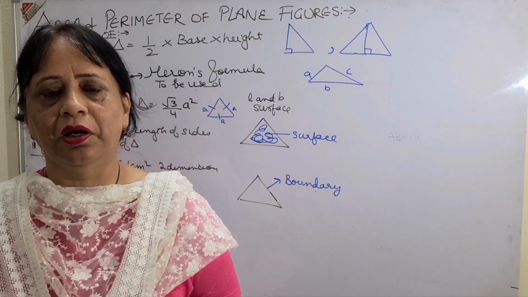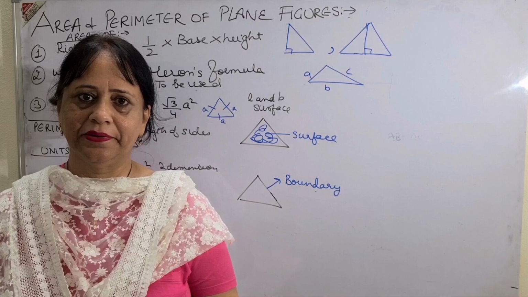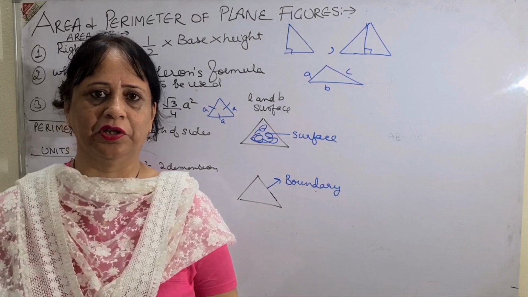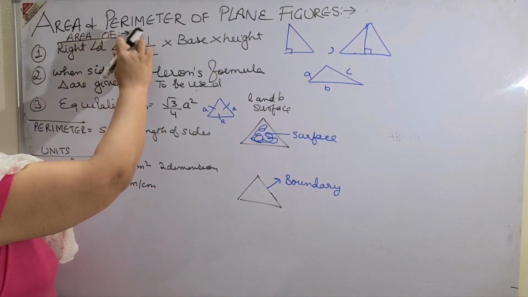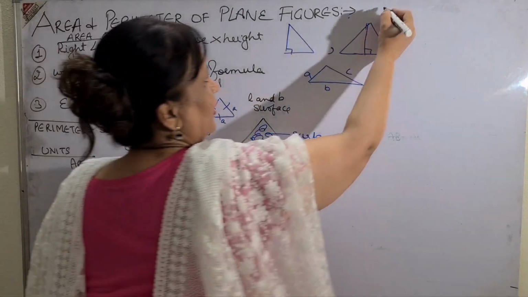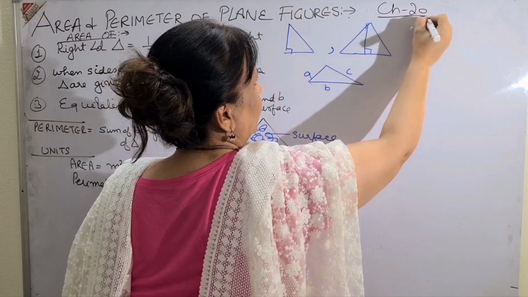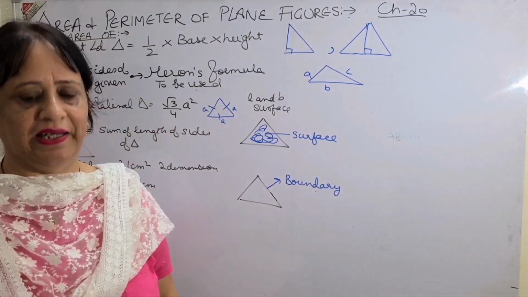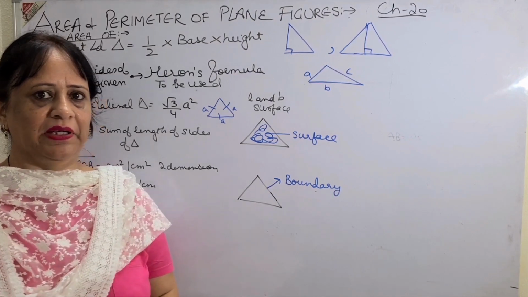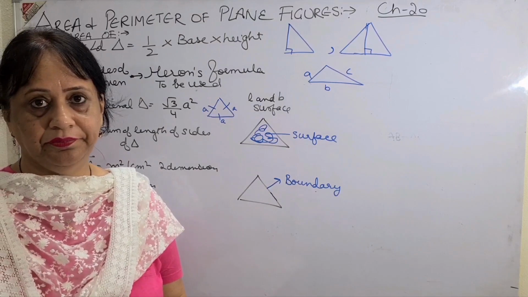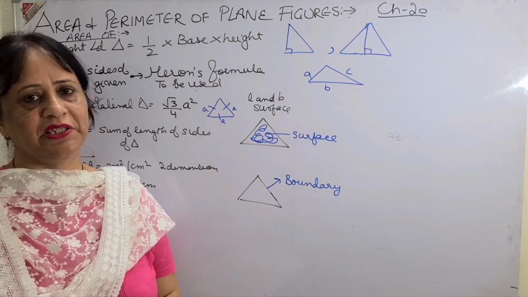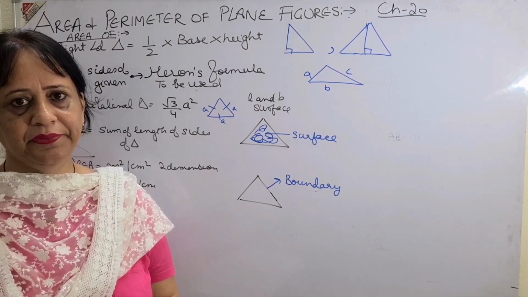Today the discussion of my topic is on perimeter and area of plane figures. As I have written on the board, area and perimeter of plane figures. This is chapter number 20 of Concise Mathematics Standard 9. Okay children, as we are talking about area and perimeter, this word is not new for you. You have been doing this sum since 7th standard. I'm just going to give you some advanced concepts on this topic itself.